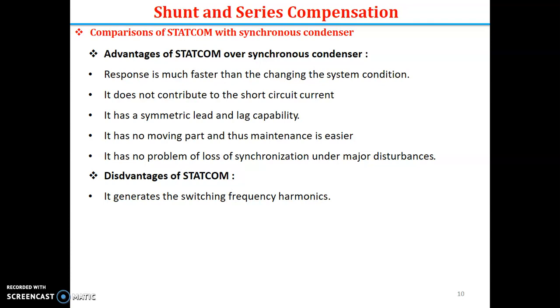It has no moving parts, and thus maintenance is easier. So you have more reliability in case of the STATCOM. It has no problem of loss of synchronism, because sometimes, let's say, the prime mover is required to shut down because of low power flow of the steam, whatever the problem may be. So this kind of situation does not arise under major disturbances. So it will require very little energy to work on. So it does not have any problem of synchronization.